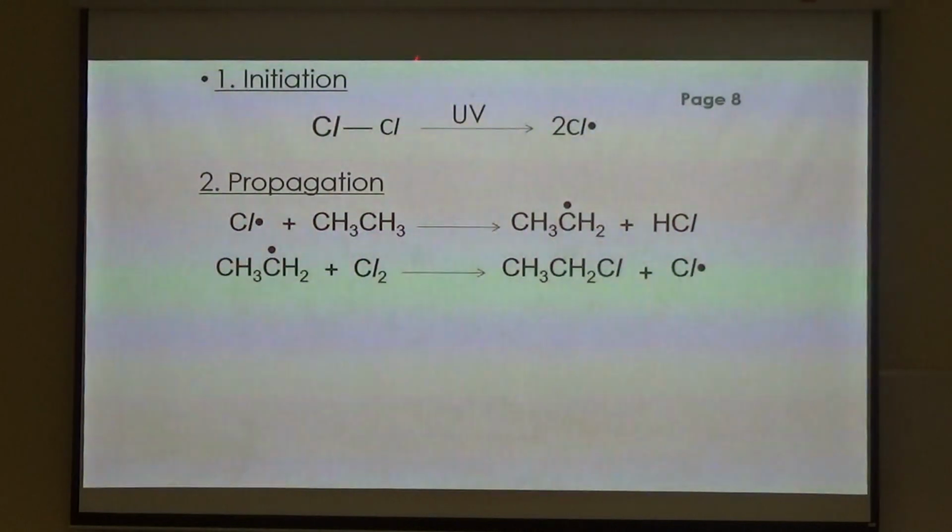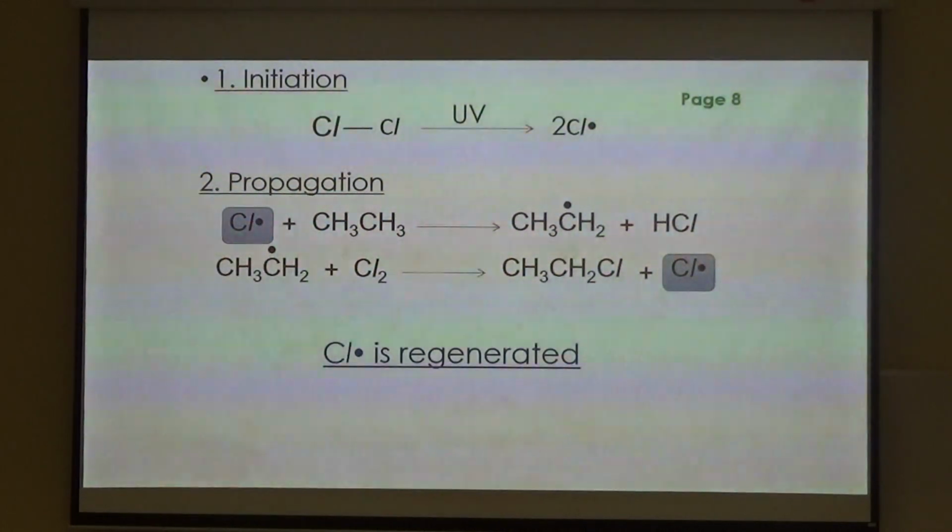So I have my initiation, whereby I form my radical. I have my propagation, because at the very start, I only have a Cl radical. So the Cl radical will react with the ethane molecule, forming a radical and HCl. Then this radical that is formed will have to react with a molecule. The molecule that it reacts with will be the Cl2 to form your chloroethane, with the release of a Cl radical as well. Then the Cl radical is regenerated again.